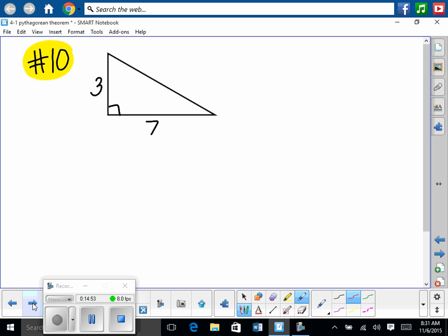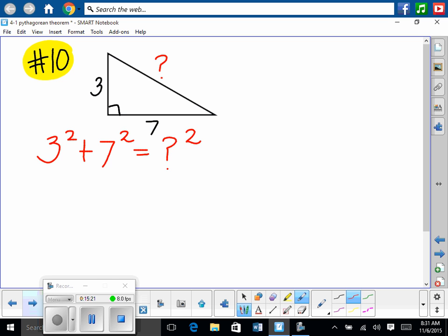All right, number 10. Let's go through number 10 together. So we have this right triangle. We're asked to find the missing side. So once again, we're finding question mark. We're finding the hypotenuse again, right? So we're going to be doing 3 squared plus 7 squared equal to question mark squared. Hypotenuse has to be on the other side of the equal sign, right?